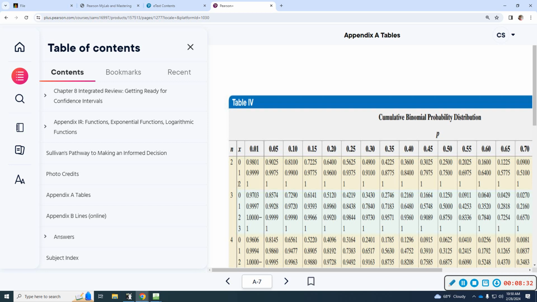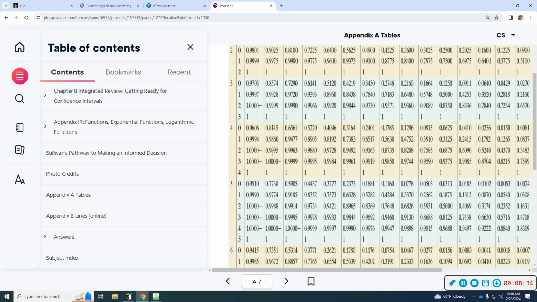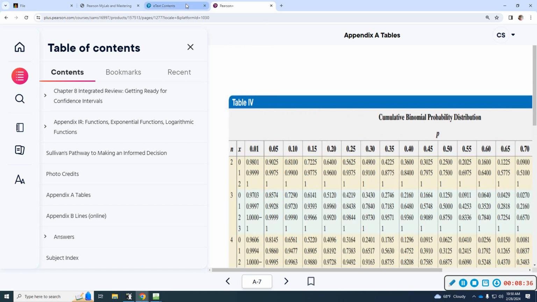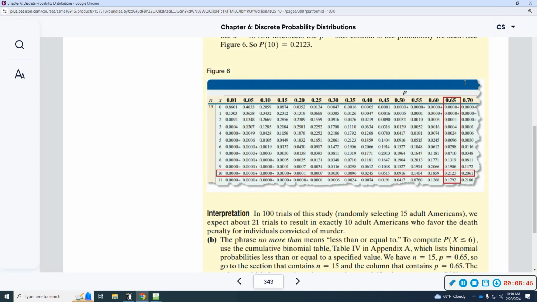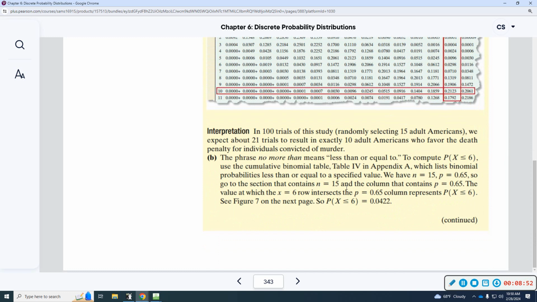And then if you add up all of them, you get 1. So you got different tables. I'll show you how to use those. But you have to go to your main course and then go to e-text to get there. Otherwise, I'm in the assignment and I just go to e-text. It shows me this section only. Okay, so there's a binomial table that we can use that will be nice.